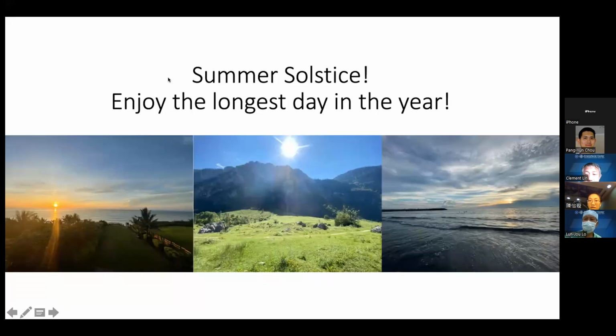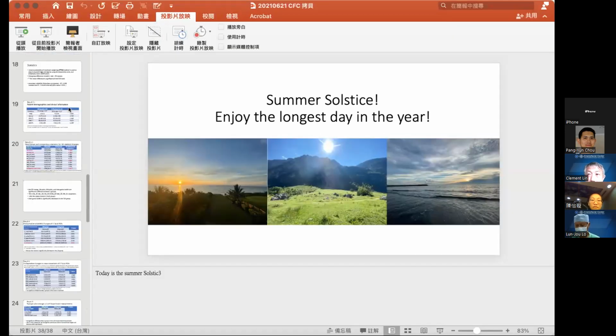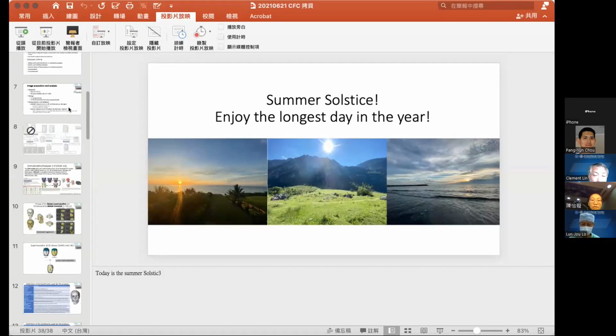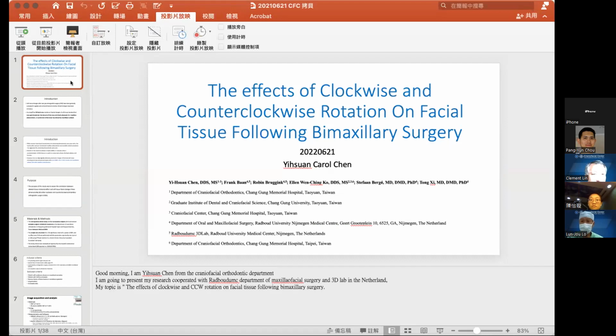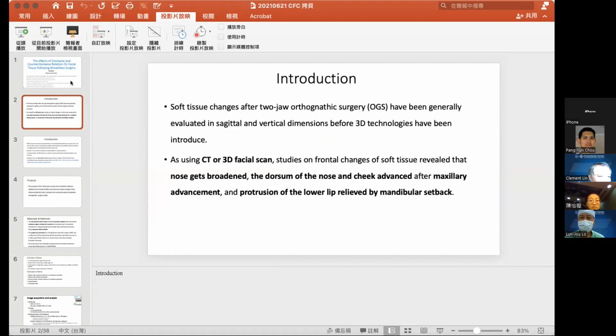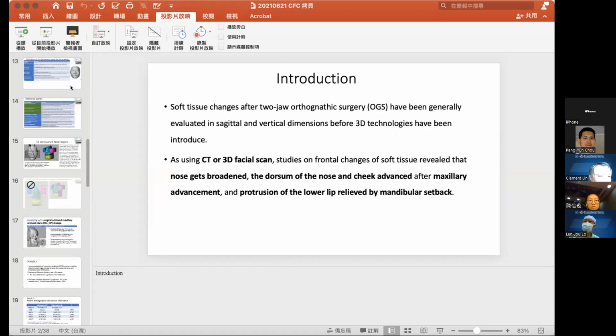Thank you, Dr. Chen. Is there any question or comments from the audience? Dr. Chen, may I ask you one question? Is there any difference between the two groups, the counterclockwise and clockwise? Is there any difference in the movement of A point or B point?